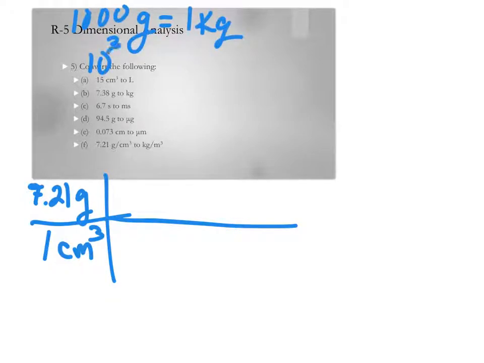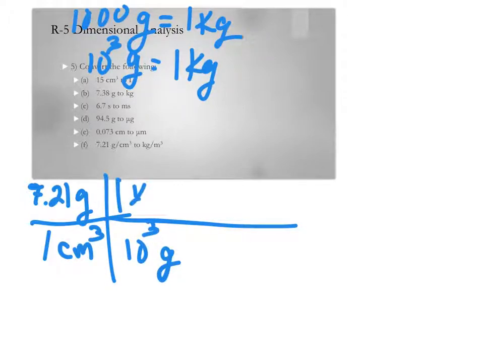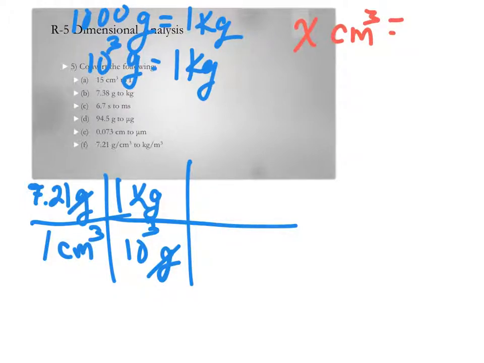Or you could say 10 to the 3rd grams is 1 kilogram. So I'm going to put the grams down here, and they cancel out. But now we need to convert cubic centimeters into cubic meters. So X number of cubic centimeters equals Y number of cubic meters. Trying to find out those.